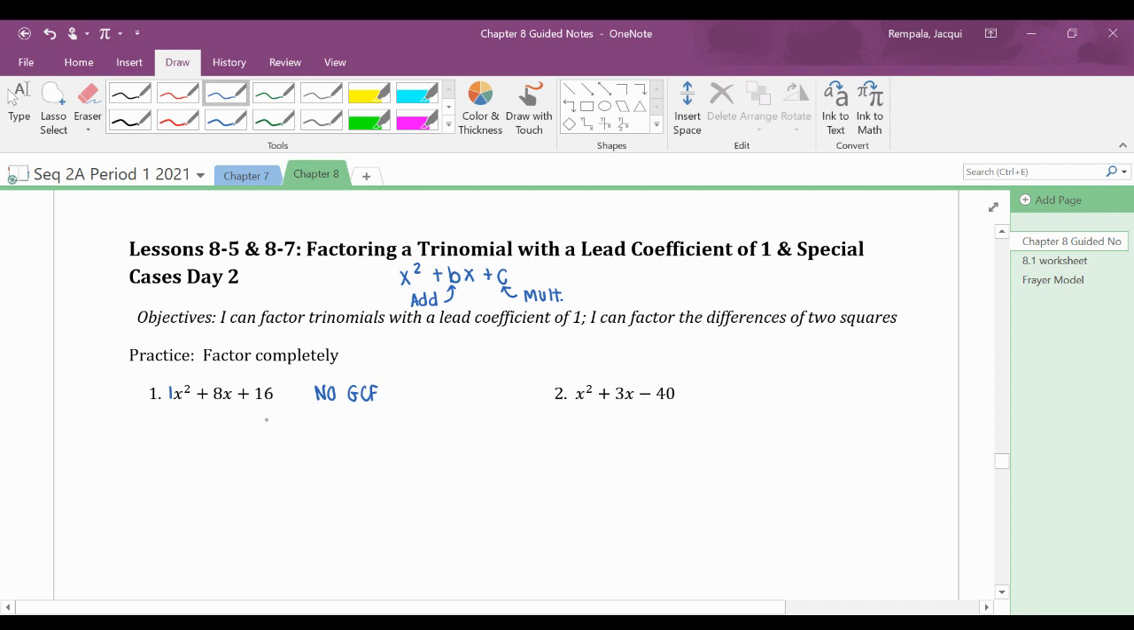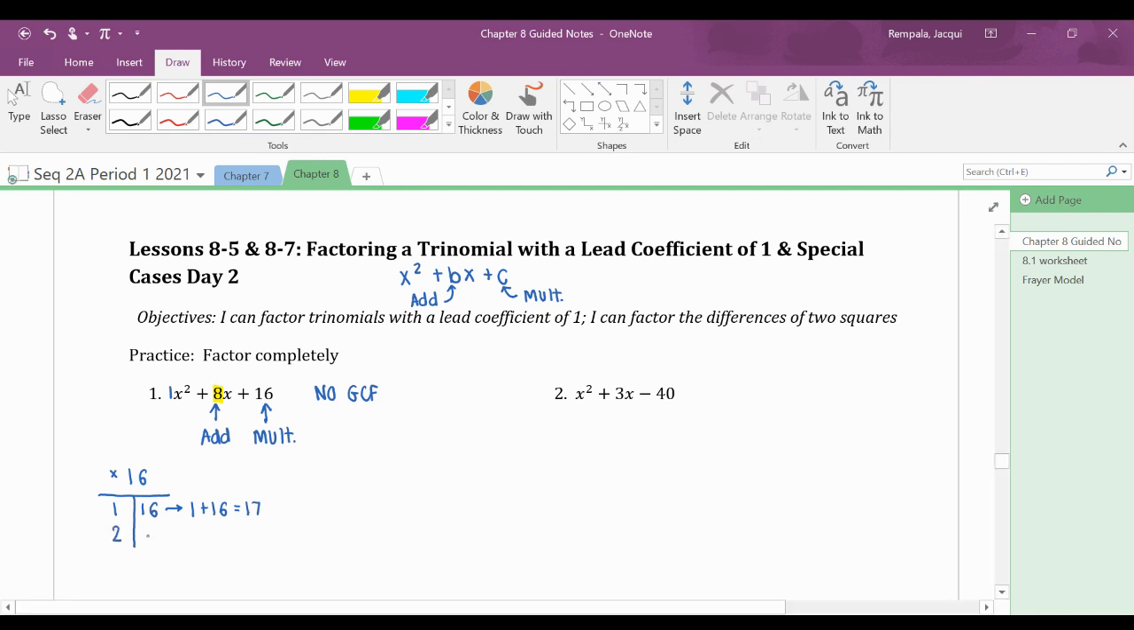So then remember, the pattern is I want to look for numbers that multiply to the last number but add to the number in the middle. And so what we can do is start by making a chart. I'm thinking about numbers that multiply to 16. So, you can always do 1 times 16. That definitely multiplies to get you 16. But notice that if I add those two numbers, the number that I get is 17, which is not the number in the middle. I'm looking to see the number 8. So that means that 1 times 16 doesn't work.